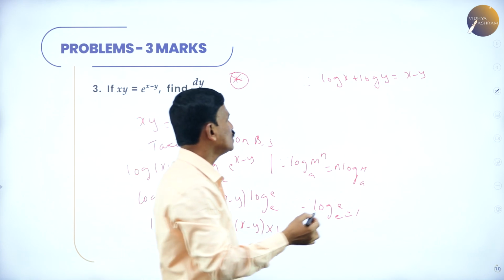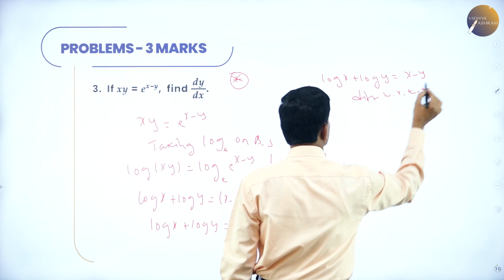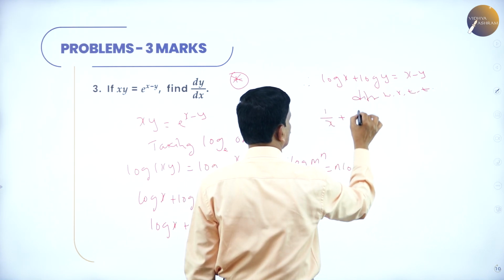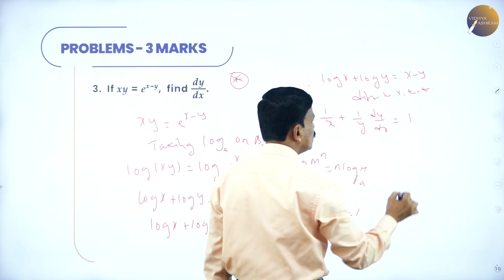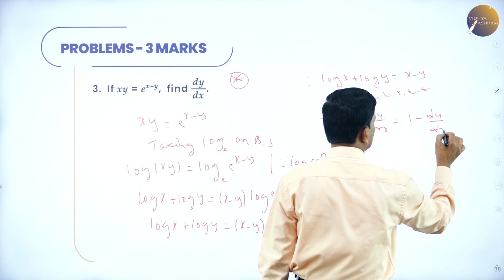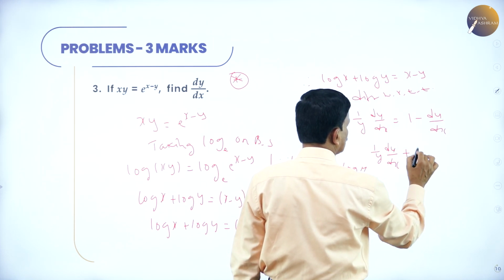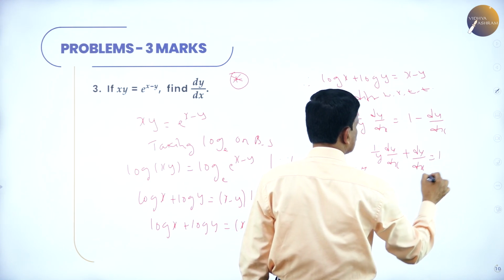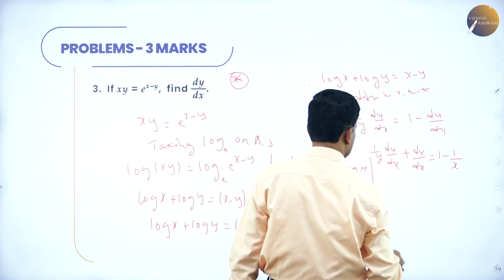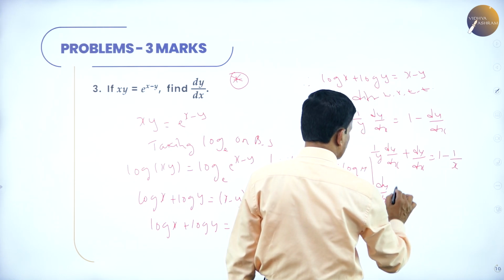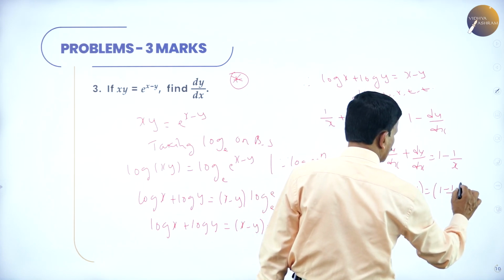Now, differentiate this with respect to x on both sides. Differentiation of log x is 1 over x, log y is 1 over y dy by dx, differentiation of x is 1, minus y gives dy by dx. So, you just keep 1 over y dy by dx and transfer minus dy by dx, which becomes plus dy by dx, is equal to 1, and transfer this plus 1 by x, which becomes minus 1 over x. Now, dy by dx is common, then what is left? (1 by y plus 1) is equal to 1 minus 1 by x.